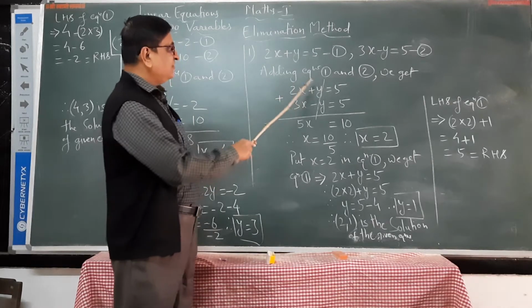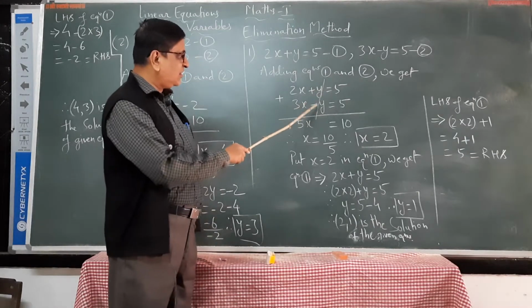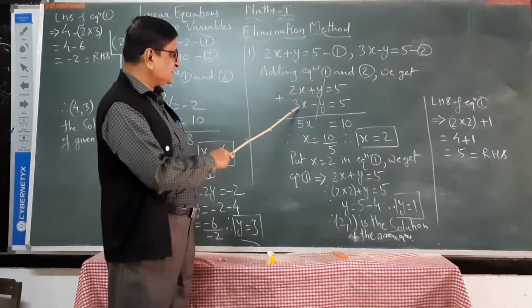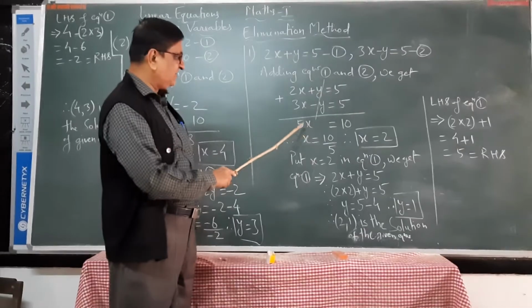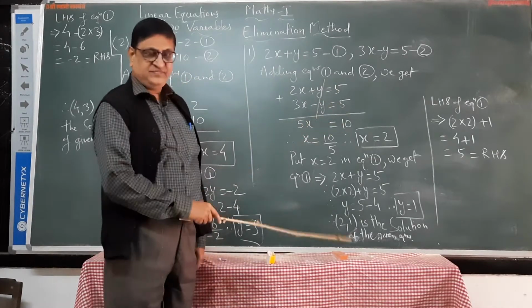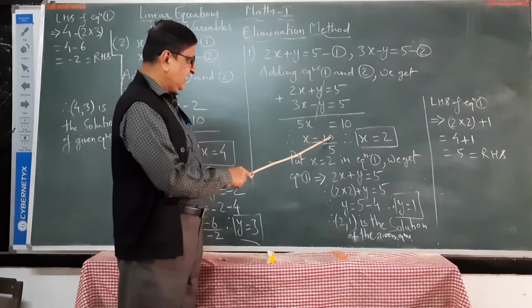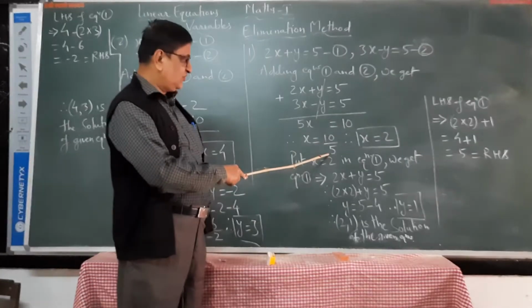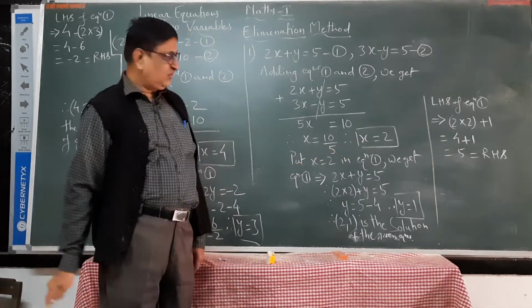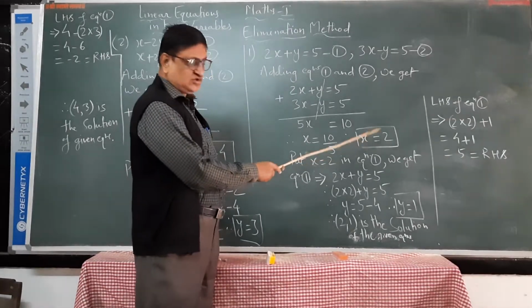In this form, the y terms, plus and minus, will automatically get eliminated, and by adding 2x and 3x we get 5x, and the addition 5 plus 5 is 10. Now to get the value of x, we divide 10 by 5. So by dividing, we get x is equal to 2. Now we have obtained one of the variables, x is equal to 2.